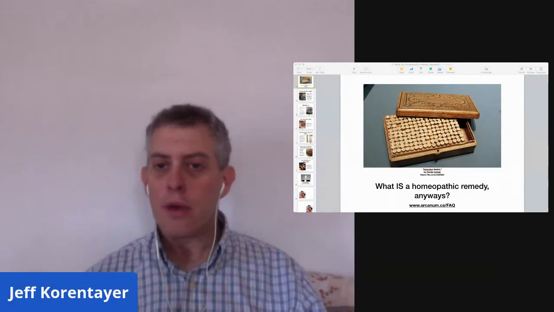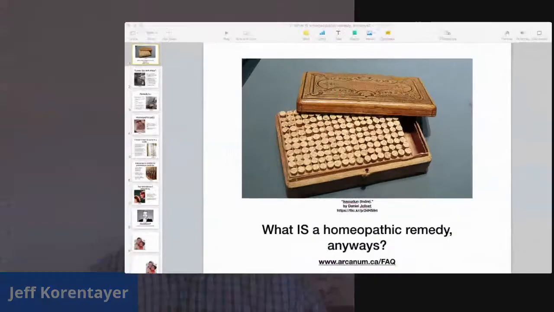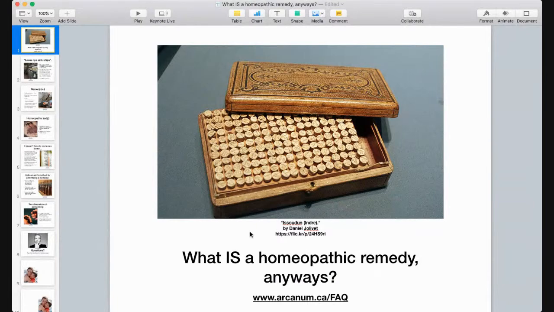Okay, so what is a homeopathic remedy? This is our question today. And I'll give you a little hint. We're going to find out that most of us, or at least some of us most of the time, including myself, use that word incorrectly, or in an inaccurate or a loose manner.